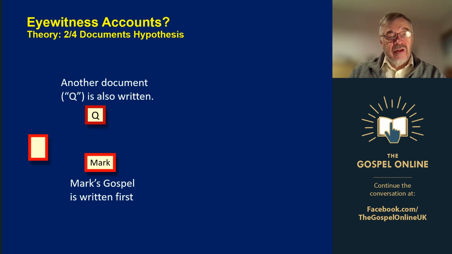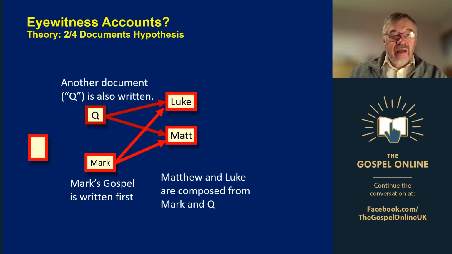In German, the word for source is Quelle, so it was given the name Q. And then Matthew and Luke take stories from Mark and from this Q document and put them together to make the Gospel of Matthew and the Gospel of Luke. That's the 2-document version of it.